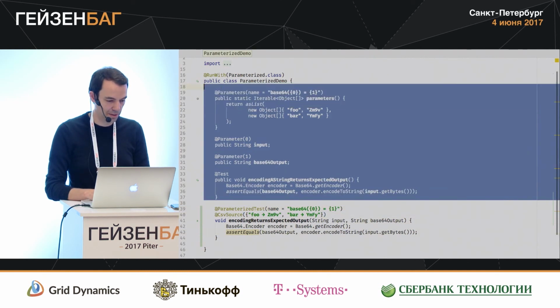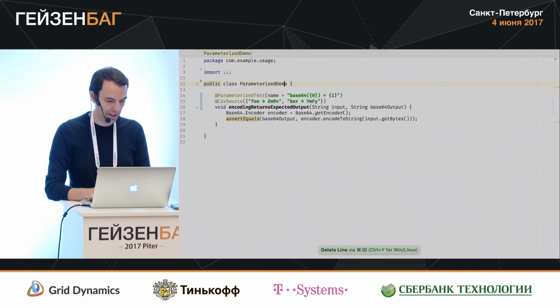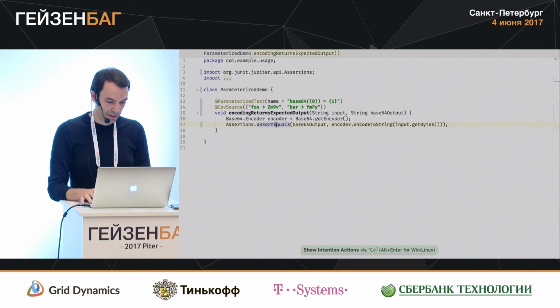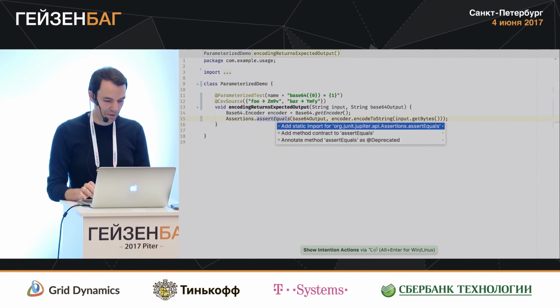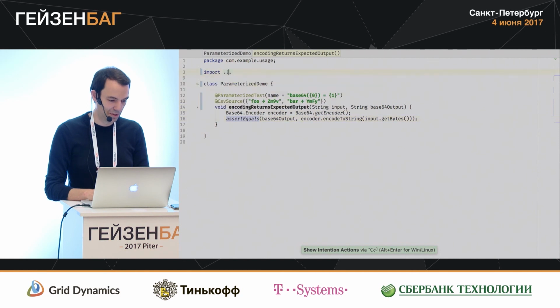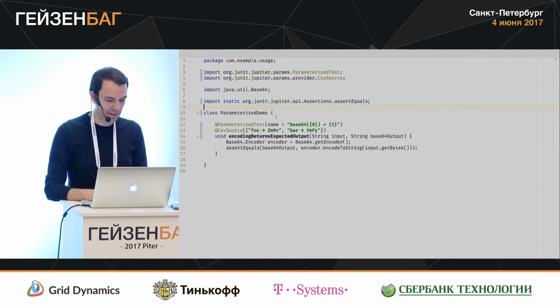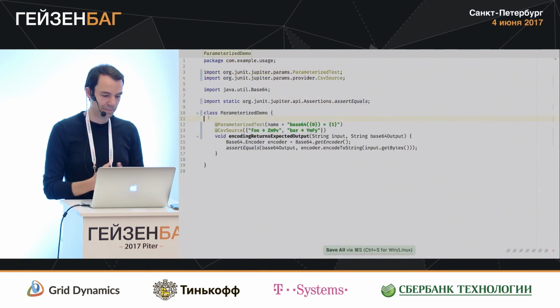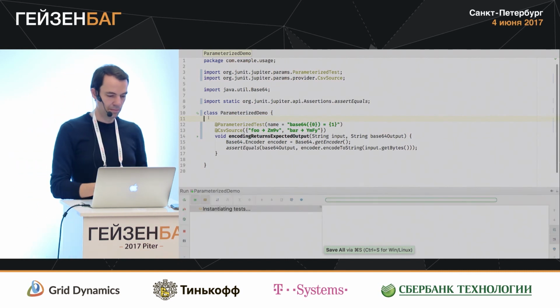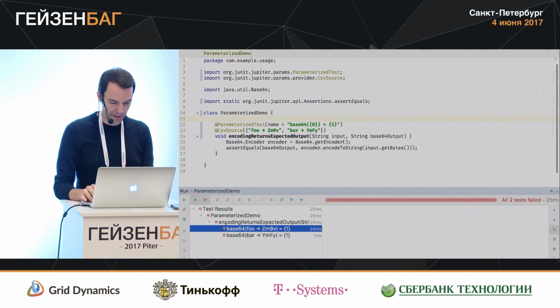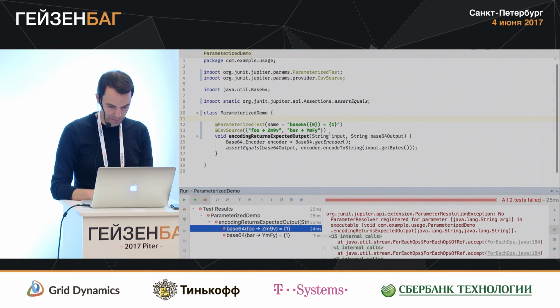And you don't need all of this anymore. You don't need that in particular. You can make this package private. And you can even use the assertion that comes from the assertions class. So now we are 100% Jupiter, and we can run this. And it fails. Why is that?